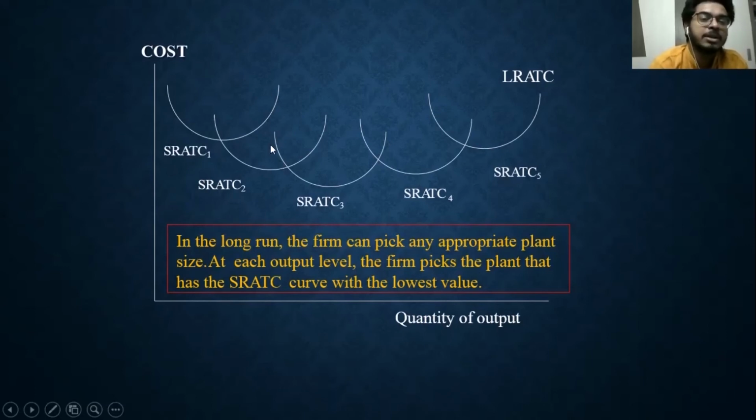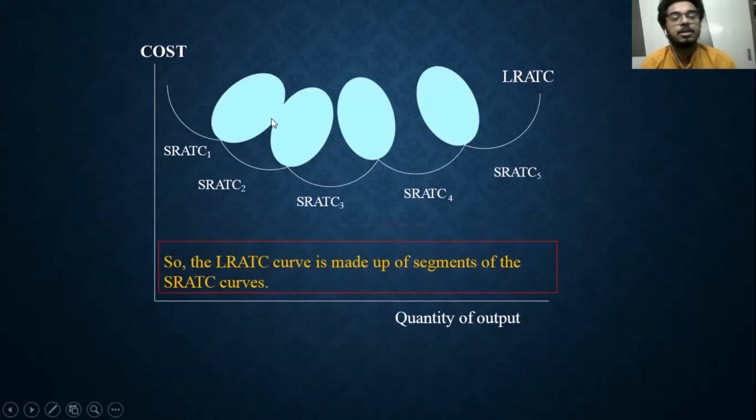No one will produce at SRATC3. They will continue with SRATC2, right? So these parts are irrelevant for us because these are not optimal decisions. So I will just give them undoes, completely eliminate them, and this is a long run average cost curve.